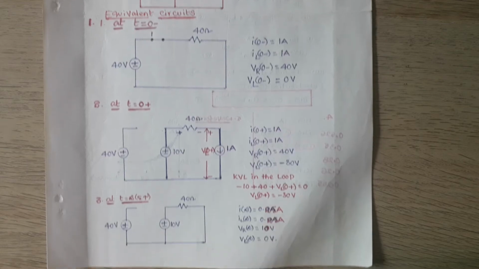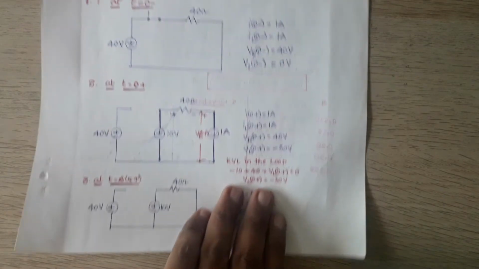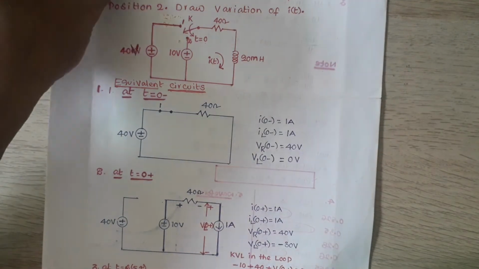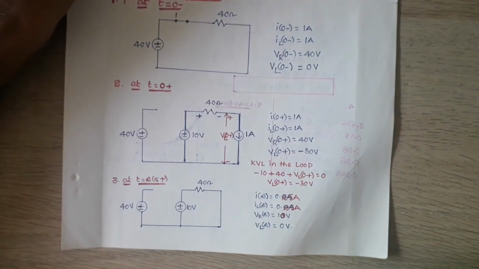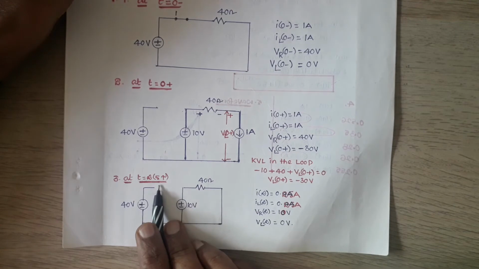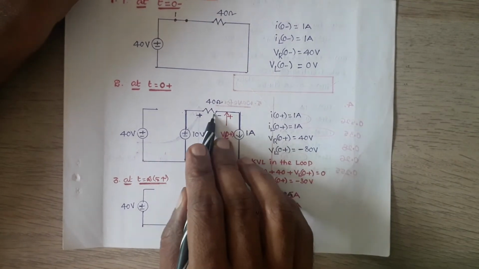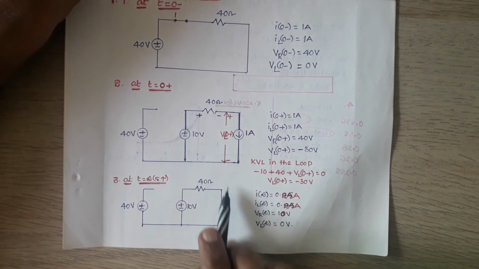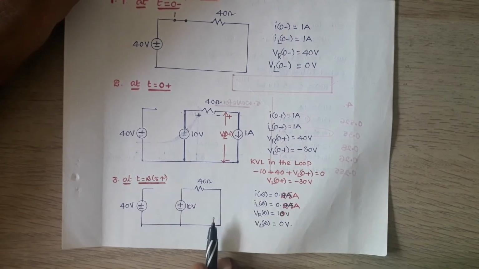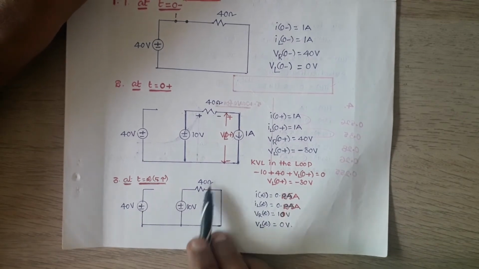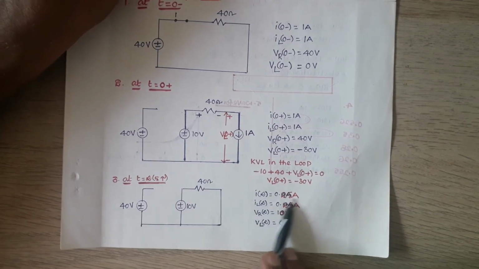Next, at t equal to infinity. So equivalent circuits means at t equal to 0 minus, at t equal to 0 plus, and at t equal to infinity. So at t equal to infinity means 5 time constants. What is the circuit? 10 volts, 40 ohms, and the inductor goes to steady state at t equal to infinity, 5 time constants. So current in the circuit is 10 by 40, which is 0.25 amperes.